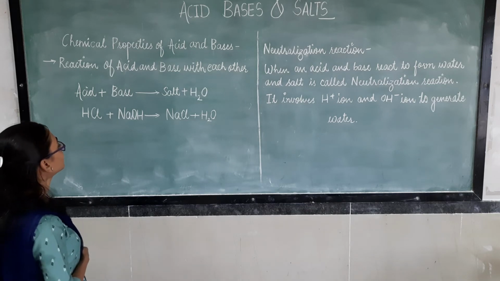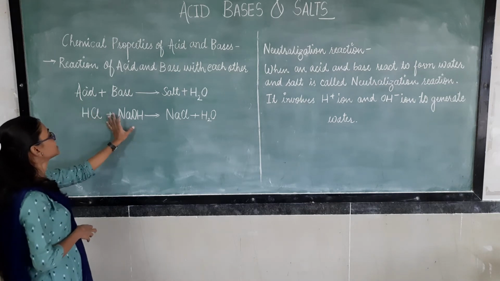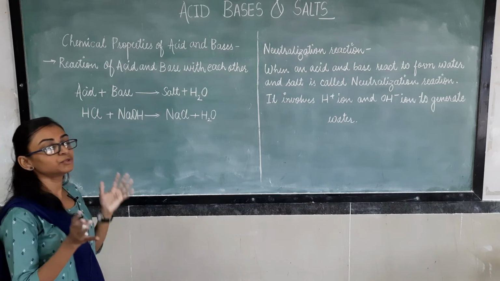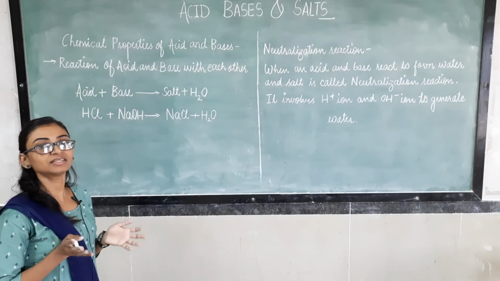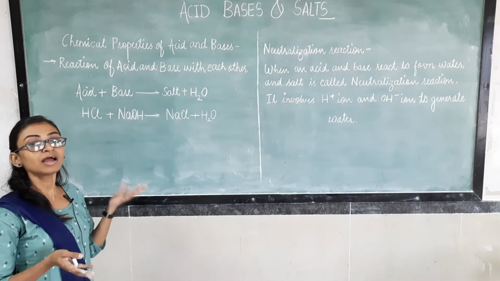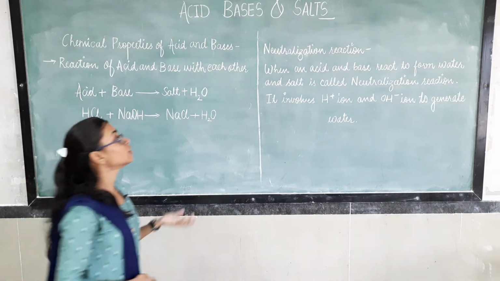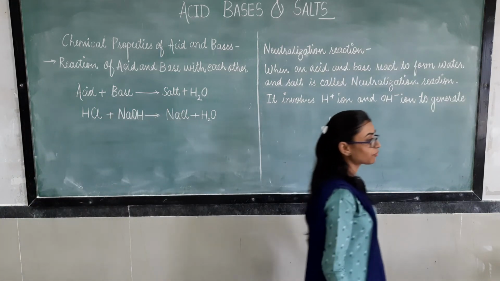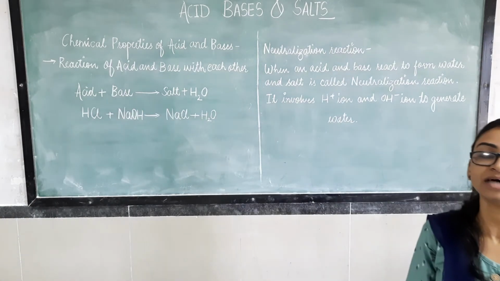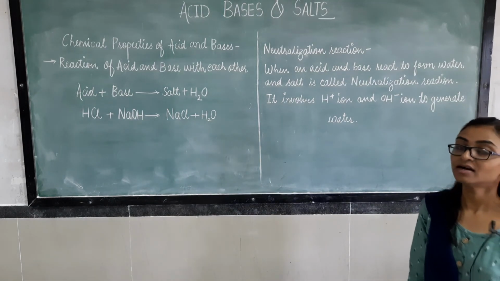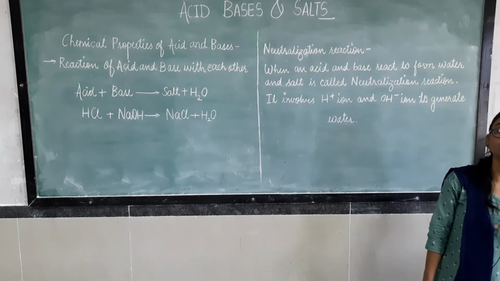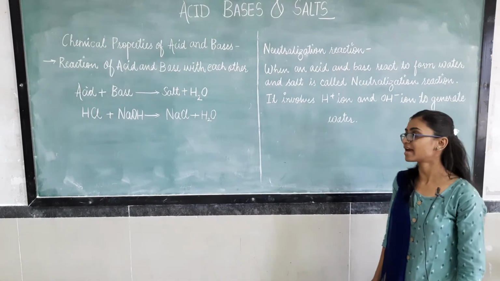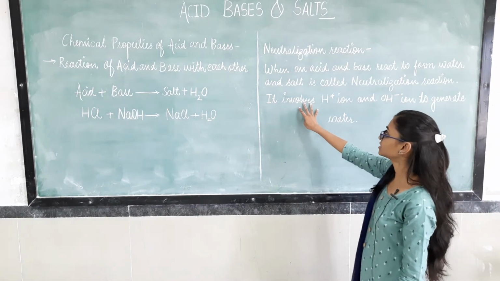So here what is happening? The acid and base both are neutralizing the effect of each other, and they are forming a salt and releasing water. So these types of reactions in which both are compensating the effect of each other are known as neutralization reactions.